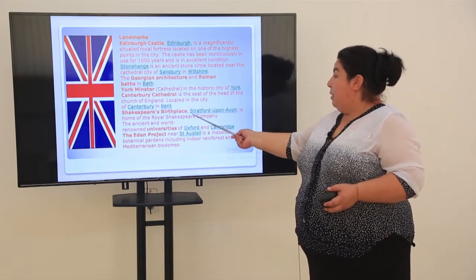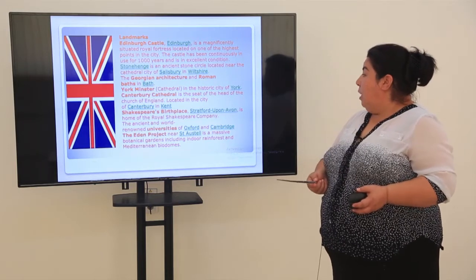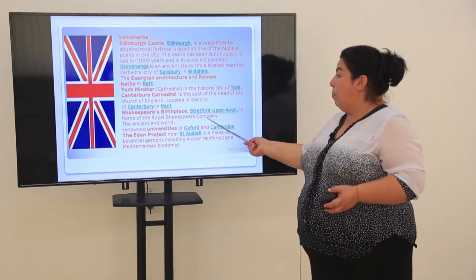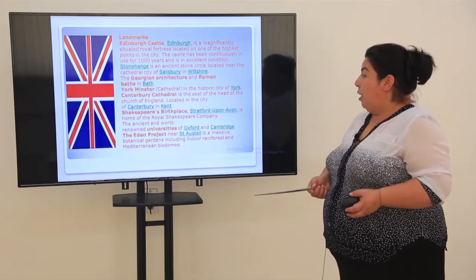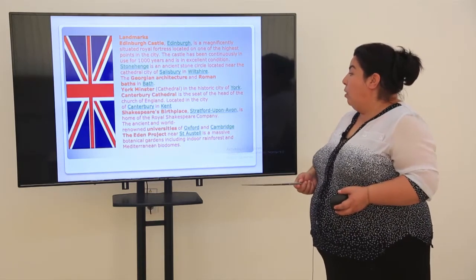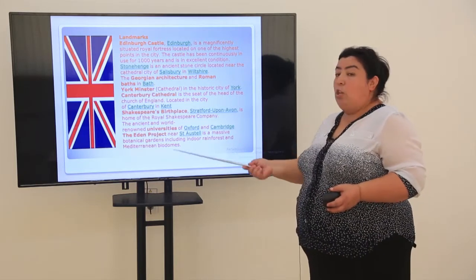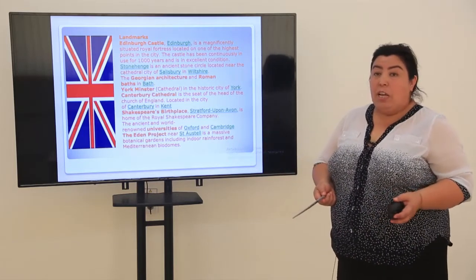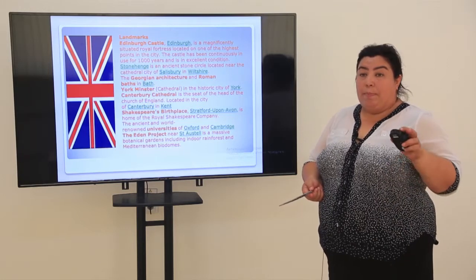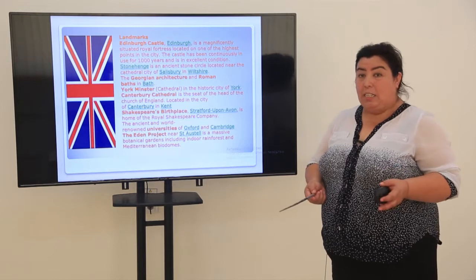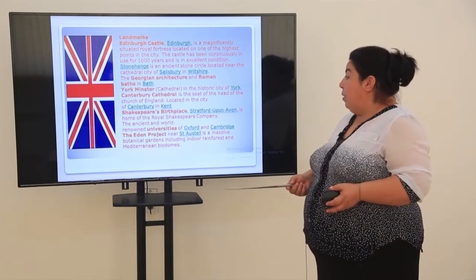Shakespeare's birthplace, Stratford-upon-Avon, is home of the Royal Shakespeare Company. The ancient and world-renowned universities of Oxford and Cambridge. You know that Oxford and Cambridge are among the most popular and historical universities in Great Britain.